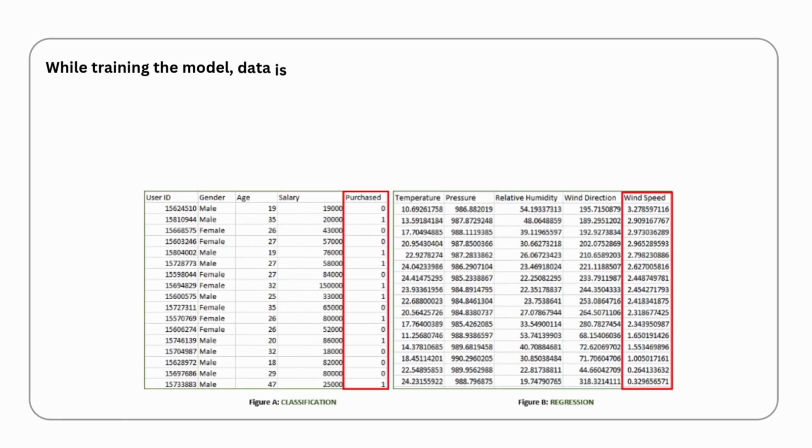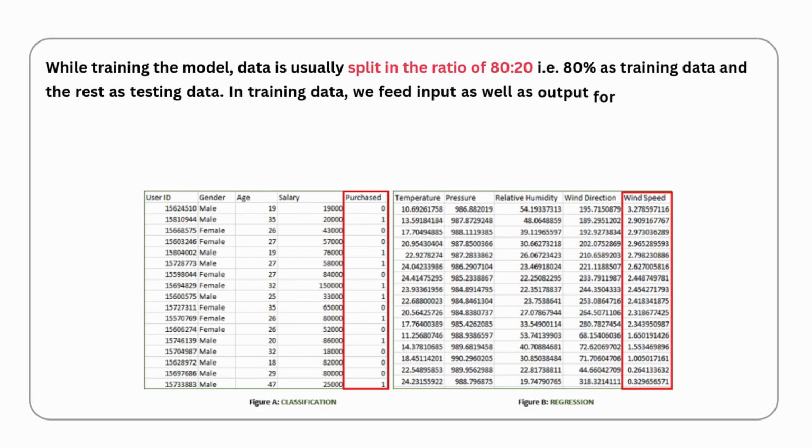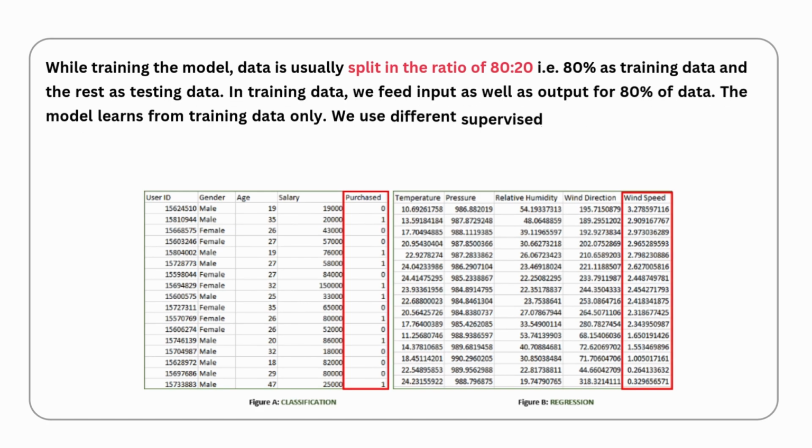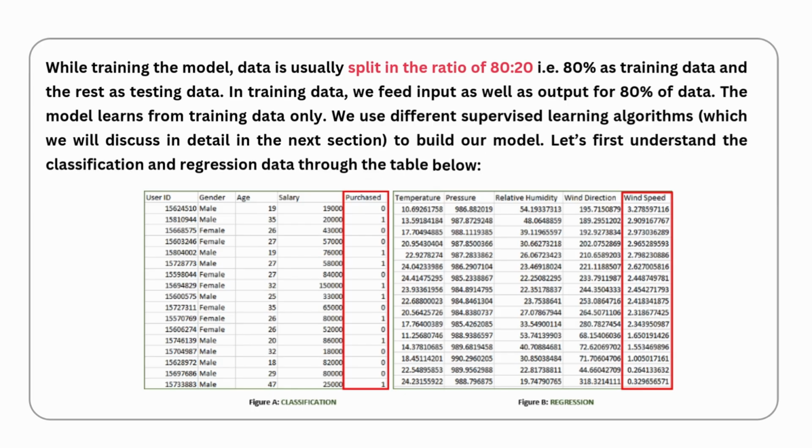While training the model, data is usually split in the ratio of 80-20: 80% as training data and the rest as testing data. In training data, we feed input as well as output for 80% of the data. The model learns from training data only. We use different supervised learning algorithms, which we will discuss in detail in the next session, to build our models. Let's first understand classification and regression data through the table below.